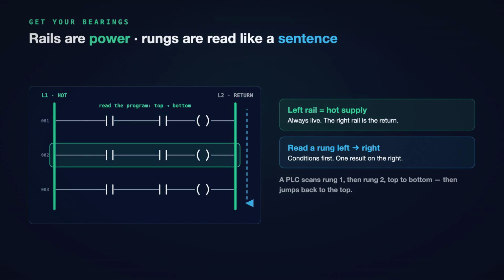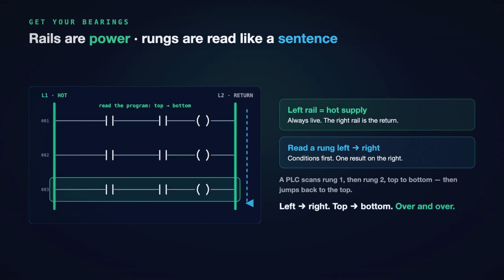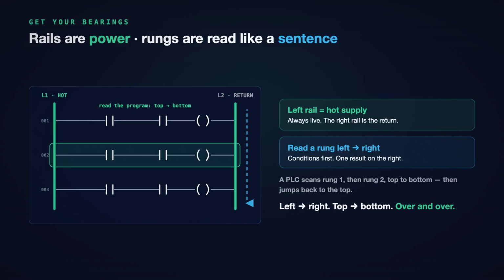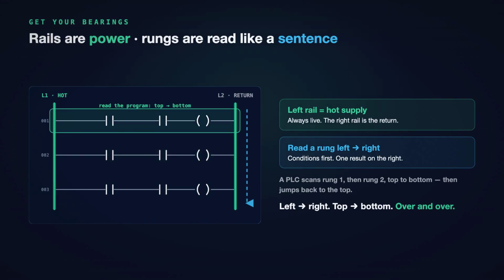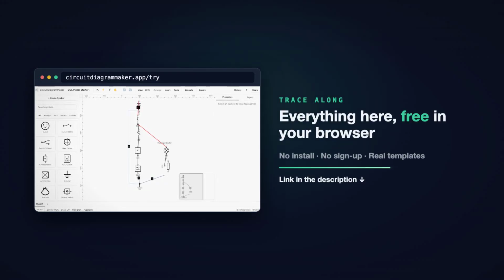A PLC does exactly the same thing endlessly. It scans rung 1, then rung 2, all the way down, then jumps back to the top. 30 times a second. Forever. So reading is simple. Left to right, top to bottom. Let's prove it. Quick pause.